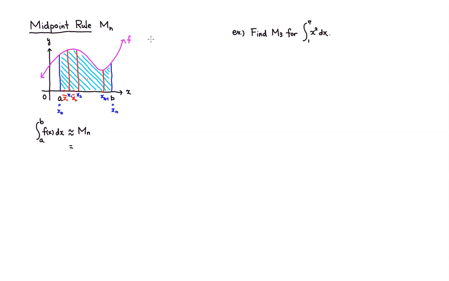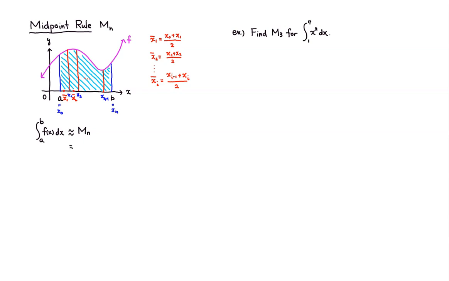The formula for the midpoint is just the average. To find x1 bar, it's just the average between x0 and x1: add them up, divide by 2. And x2 bar is just the average between x1 and x2 over 2. You're detecting a pattern here: xi bar is going to be xi minus 1 plus xi, over 2.